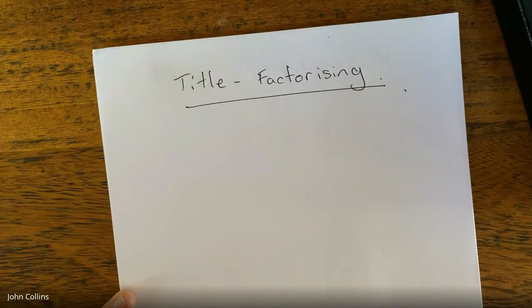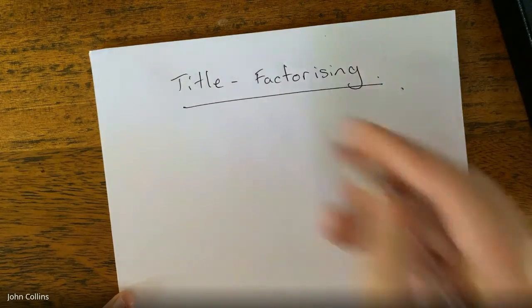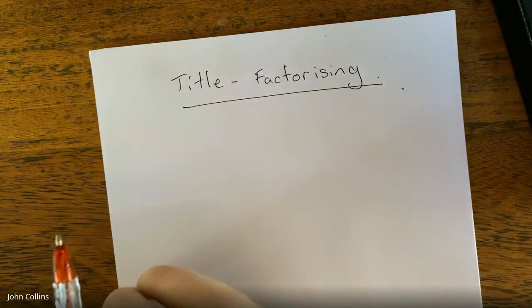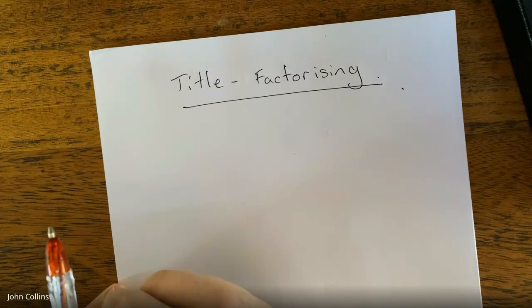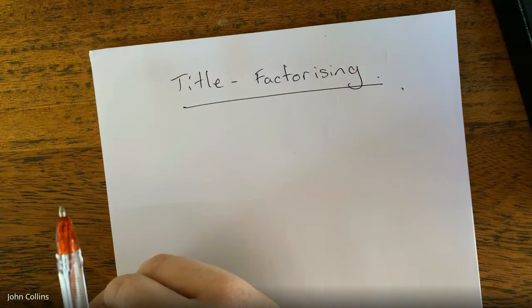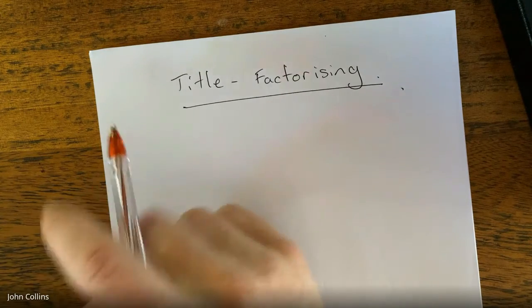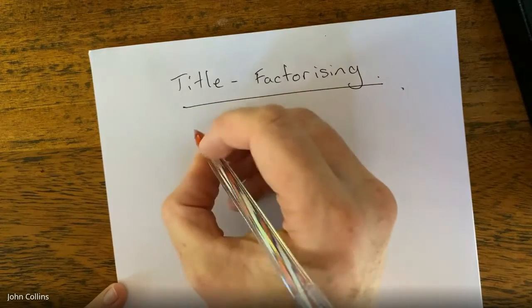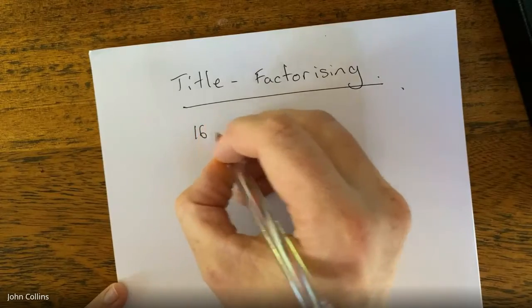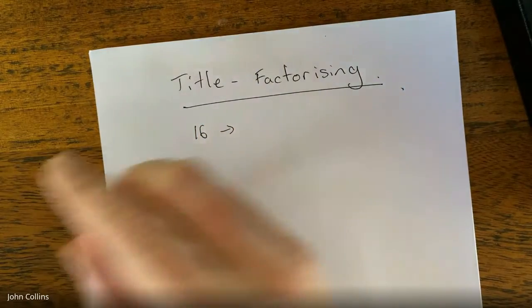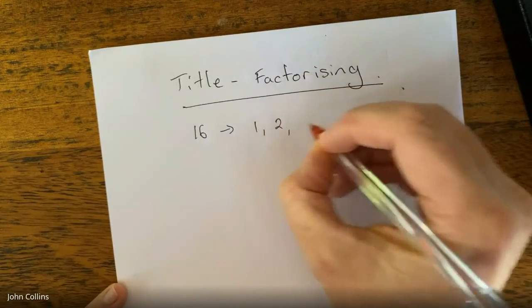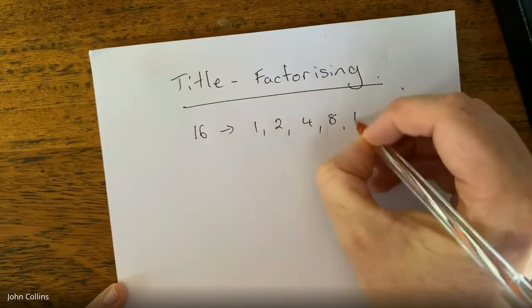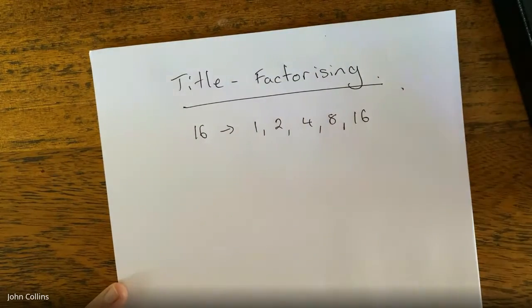Remind ourselves what factors are. Factors are numbers that divide evenly into a number, a whole number that divides evenly. So for instance, we've done this before. The factors of 16, for example, are 1, 2, 4, 8, and 16. All the numbers that divide into it.